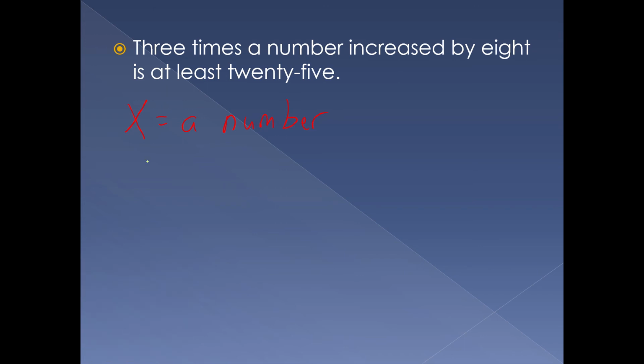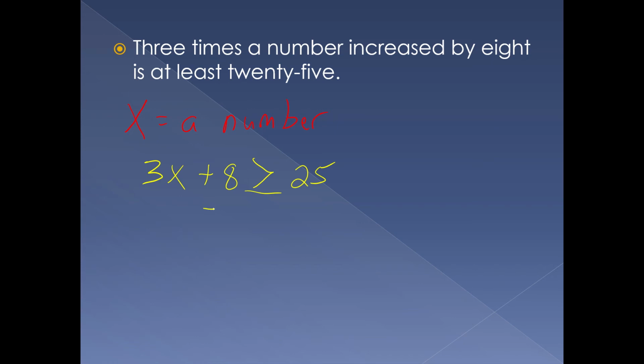And 3 times a number, increased by 8, that'd be what? 3x plus 8 is at least 25. Now let's think about that word at least. This is at least 25. So can it be more than 25 or less than 25? If this is at least 25, it could be 25, 26, 27, 28, right? So this is 25 at the absolute lowest, and everything bigger too. So greater than or equal to. So that's what at least means.